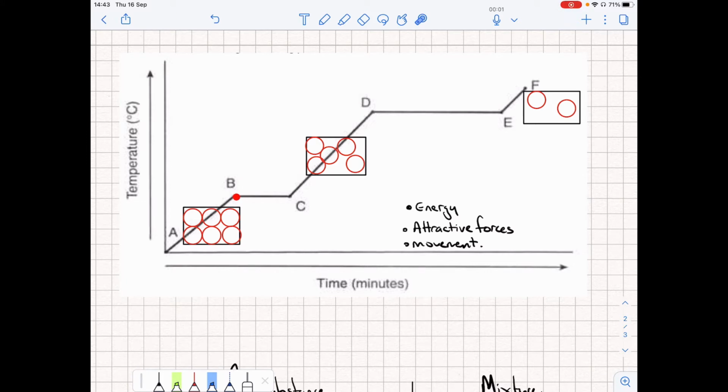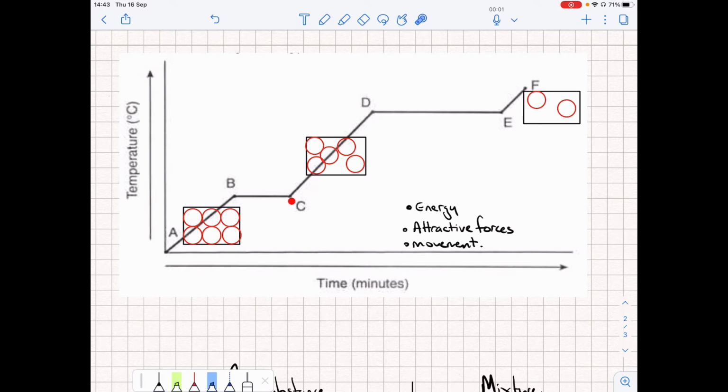At this point, the change starts to happen. Now, if you notice, in terms of time, this takes quite a period of time because what we have to do is give all these particles the right amount of energy to overcome those attractive forces, to start to move more and start to become more like this liquid arrangement that we get once this is done. So they move apart, attractive forces become less, and the particles gain more energy.